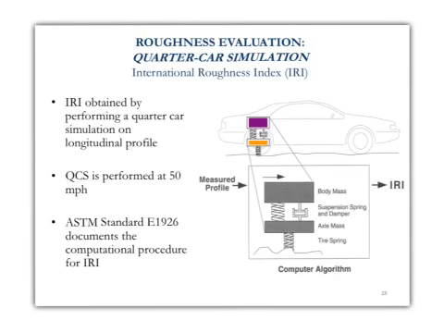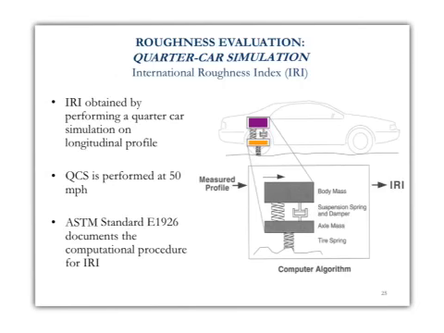So this here is going to give you an understanding of what I mean by QCS, which, as you can see here, is quarter car simulation. This is the way the IRI, the International Roughness Index, was originally measured. The IRI is typically obtained by performing a quarter car simulation on a longitudinal profile, typically at 50 miles per hour, and there is an ASTM standard, E1926, which documents the overall computational procedure on how to measure the IRI from the mathematical perspective.